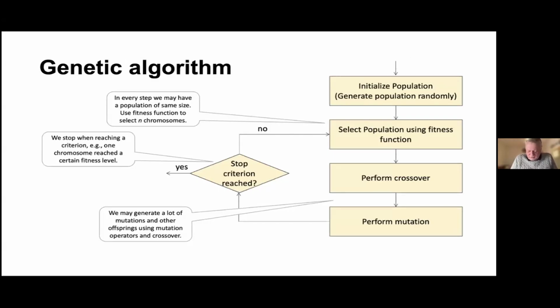And basically the algorithm is easy. It initializes a population, selects the best elements using a fitness function, performs crossover, and performs mutation on the population. Then we check whether an element of the population is already good enough. If not, then we select again elements of the population using the fitness function and perform crossover and mutation again.